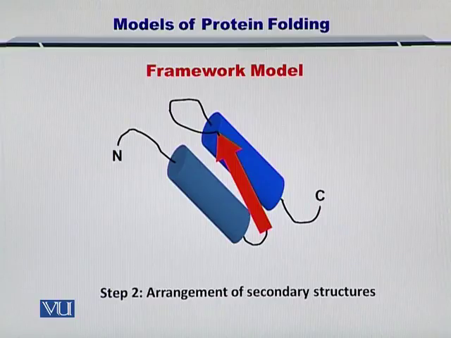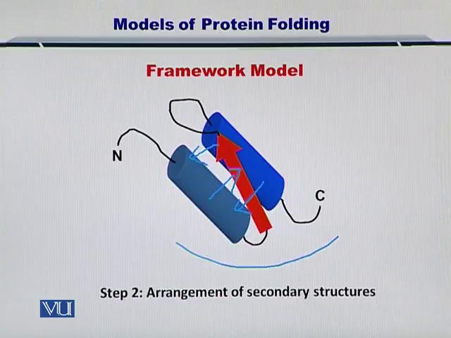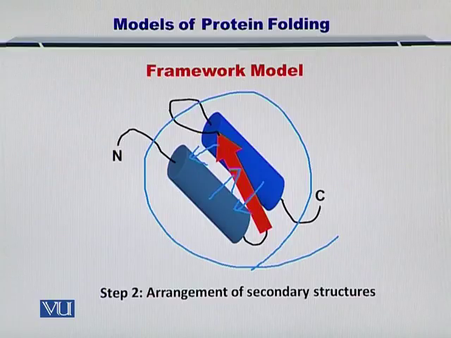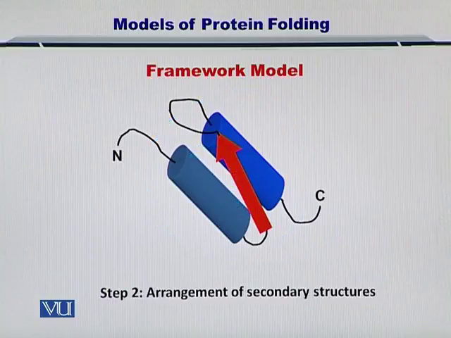Once the secondary structures are formed, these secondary structures come together with each other like that, and they make a complex structure. So in the first step, the amino acids make secondary structures. In the second step, the secondary structures are arranged to make a bigger superstructure. So this is the framework model.